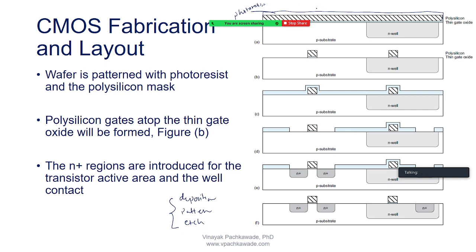Okay, that got clicked here. So you can see now I have deposited photoresist. Why? Because I want to fabricate this gate. So all over I have a polysilicon layer, and on top of that I have a photoresist.